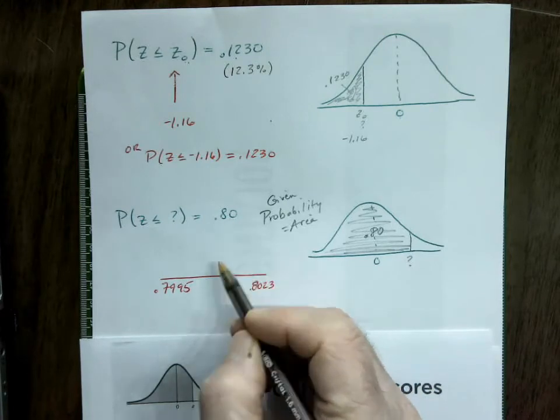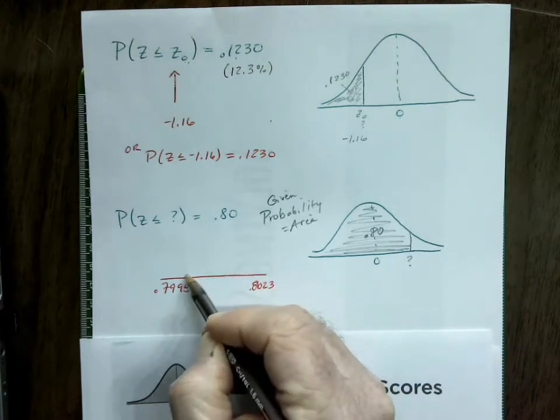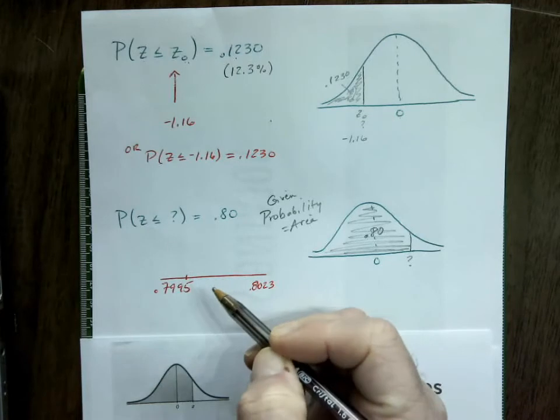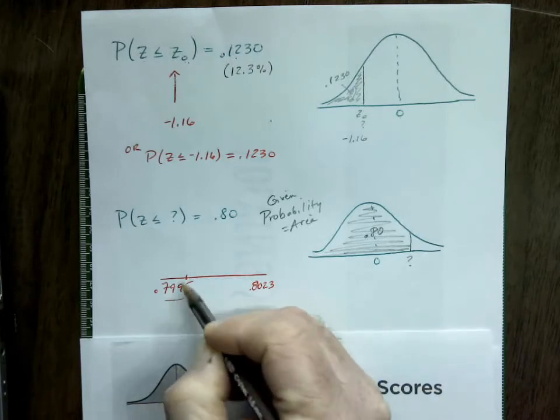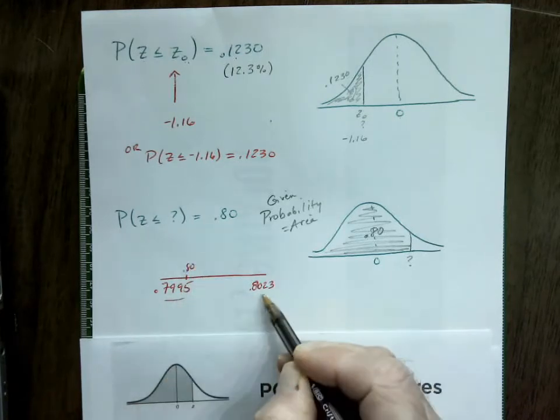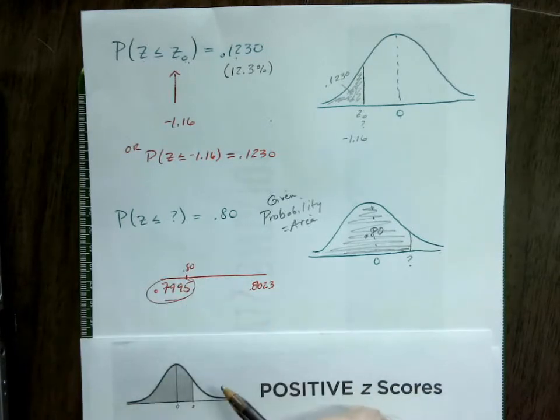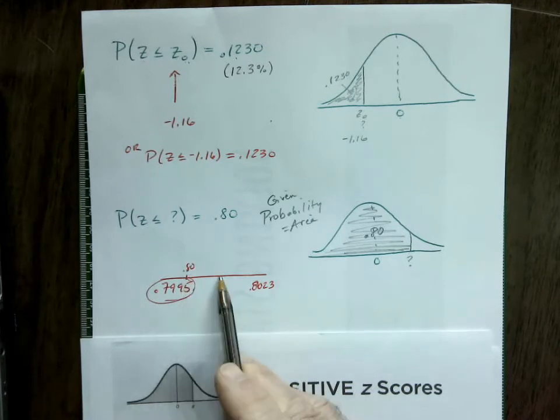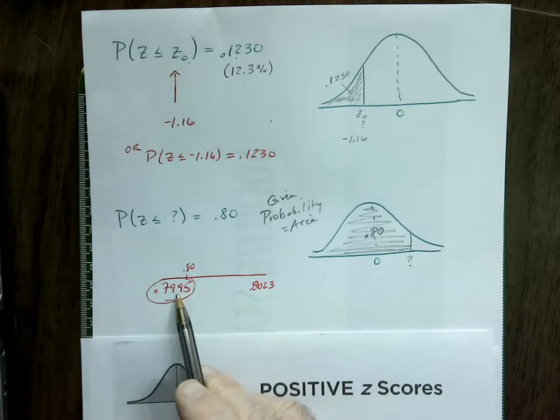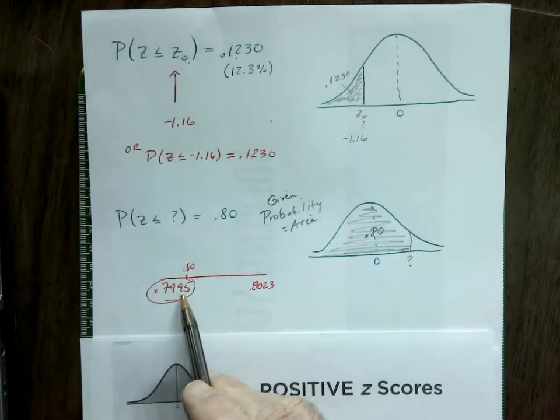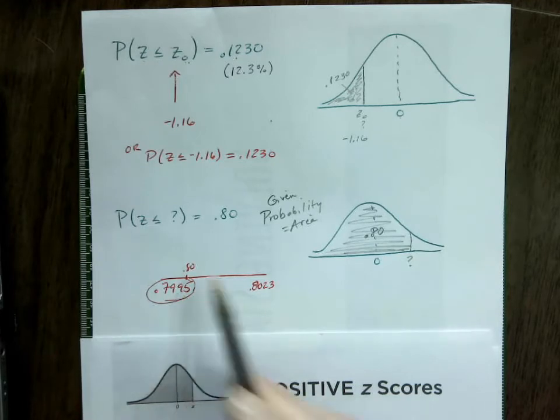0.80 is a lot closer on a number line to 0.7995 than it is to 0.8023. So I'm going to go with this one. Unless it lands exactly halfway between, I'm going to go with the one that's closest. That's the rule of thumb generally we follow. There are people who do other things, but that's what we're going to do.